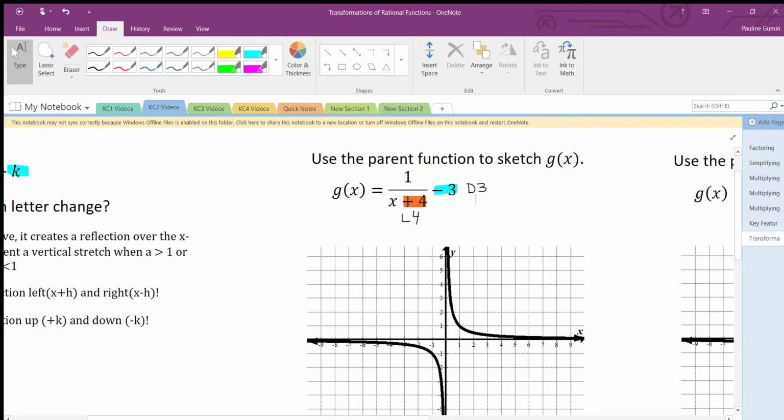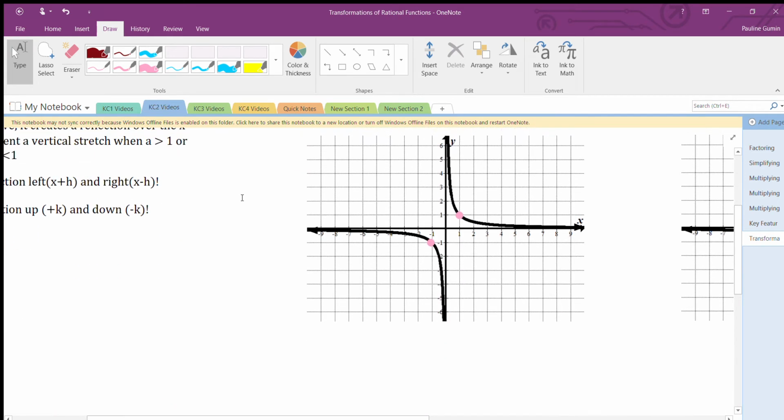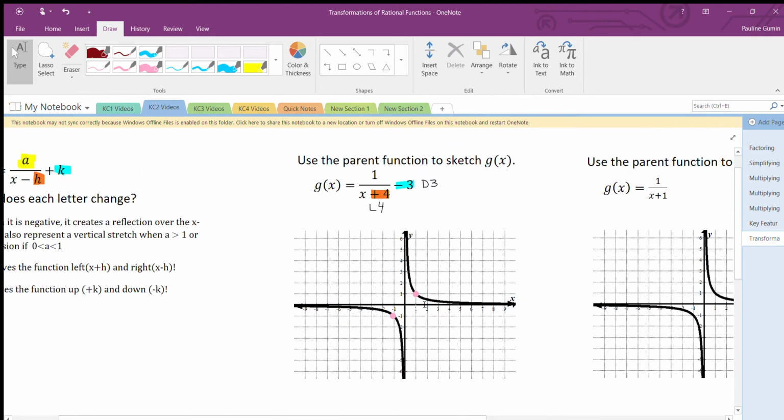Now my art skills aren't the best, so this is my best technological attempt. I'm just going to plot a point here and here, transform those points, and then create the curves to the best of my artistic abilities. Okay, I'm going to grab this point first and move it to the left 4. 1, 2, 3, 4. And then I'm going to move it down 3. 1, 2, 3.